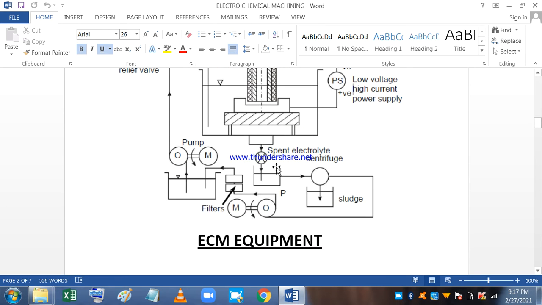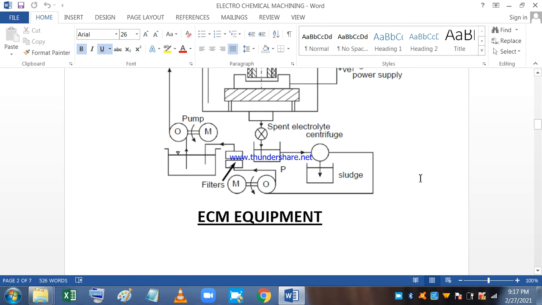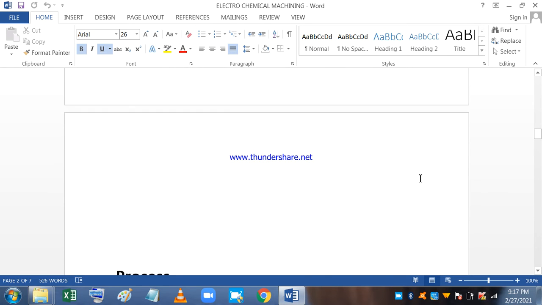The spent electrolyte comes down, and in the centrifuge the sludge is collected in a tank. The sludgeless liquid is pumped again through filters to the original tank, from where the pump again sends it for circulation. This is the total electrochemical equipment.